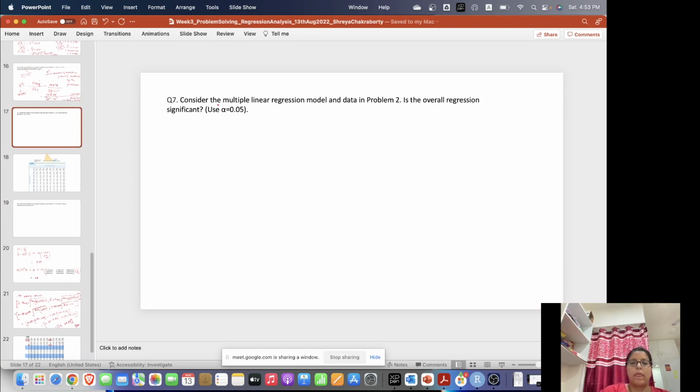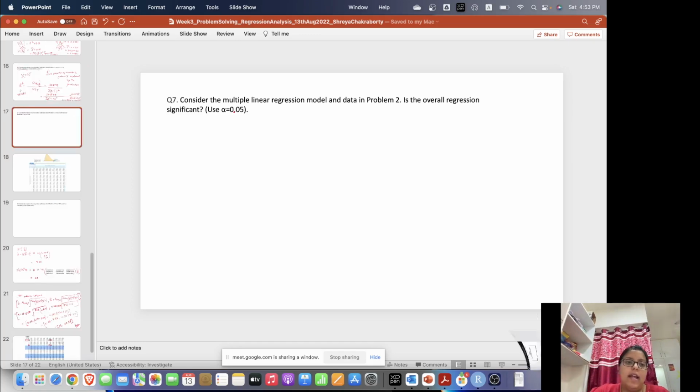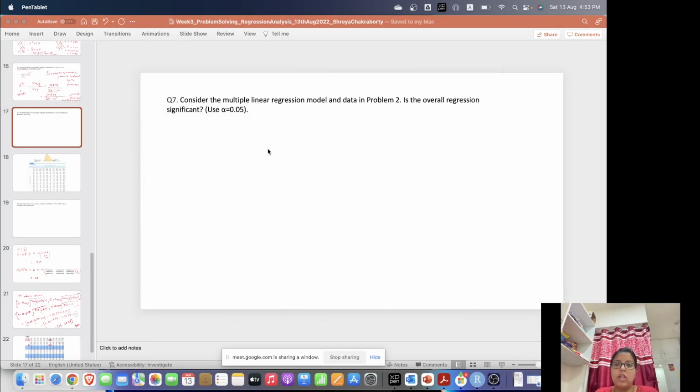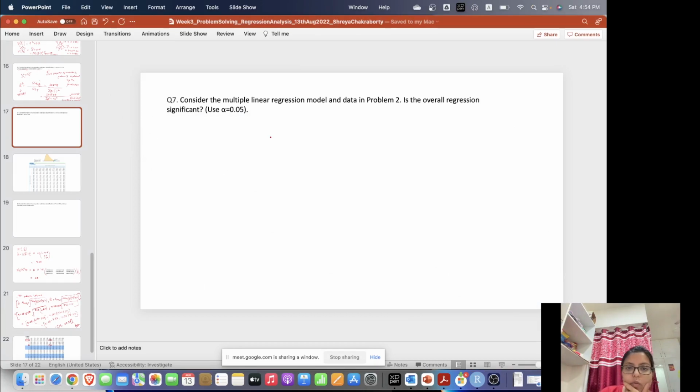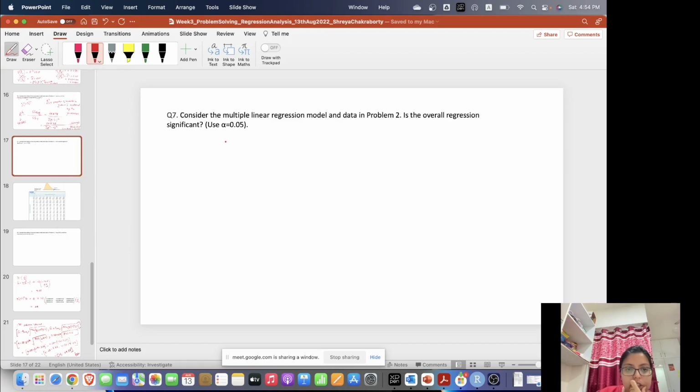Okay, so you have to consider this multiple linear regression model, and they are asking if the overall regression is significant or not. So how we would solve this problem is by constructing the ANOVA table. The sources of variation would be regression, residuals, and total.